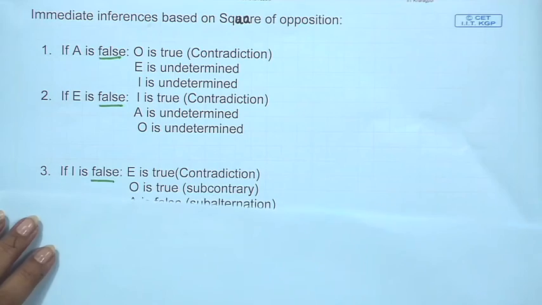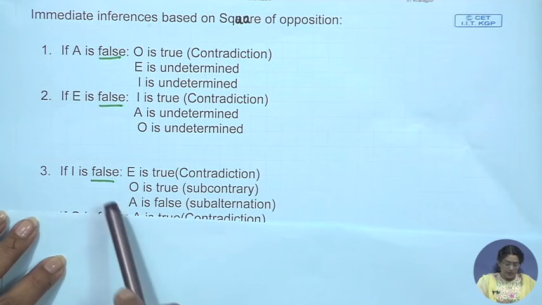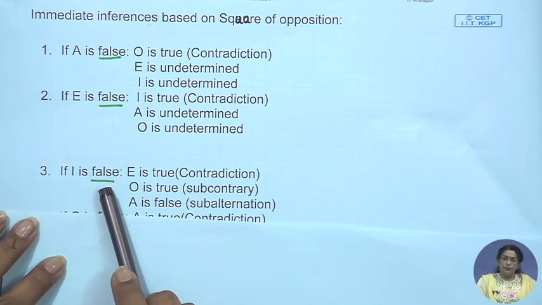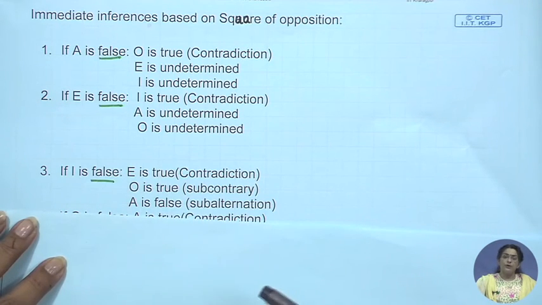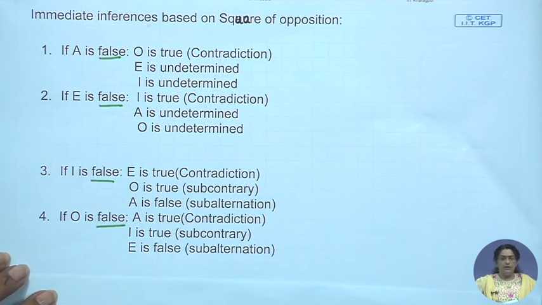What if I tell you that I is false? I is false means E is true, that is for sure by contradiction. But if I is false, then you know O has to be true by sub-contrary, because both cannot be false at the same time. So, O must be true. If I is false, then we know A is false. How? By subalternation, falsity climbs up, and you can see almost similar results in the case of falsity of O.